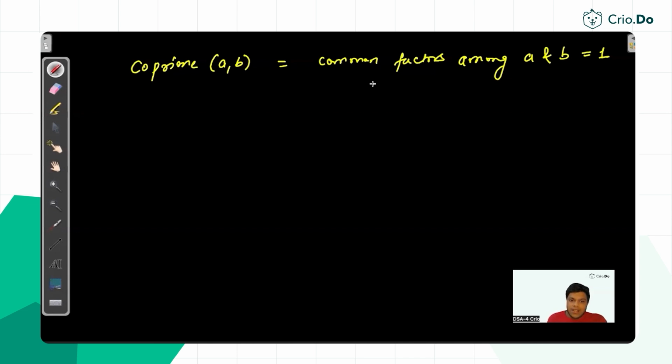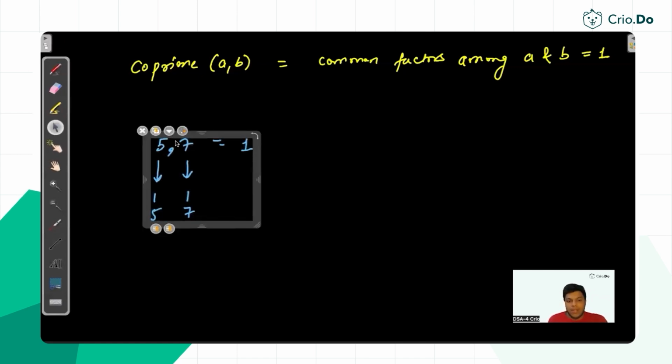Take the example of 5 and 7. Are 5 and 7 co-prime to each other? What are the factors of 5? Factors of 5 are 1 and 5. That is, 5 is a multiple of 1 and 5 both. Similarly, 7 is a multiple of 1 and 7. So what is the common factor among them? 1 is the common factor and it is the highest common also. So since the highest common factor among 5 and 7 is 1, yes, 5 and 7 are co-prime to each other. This is the definition of co-prime.